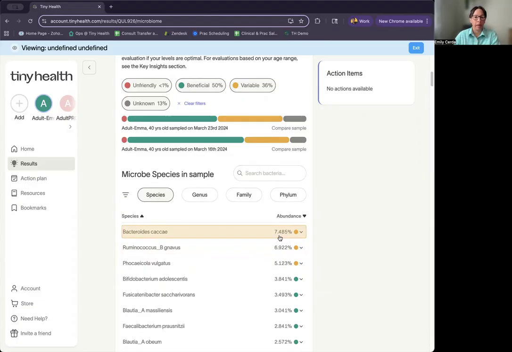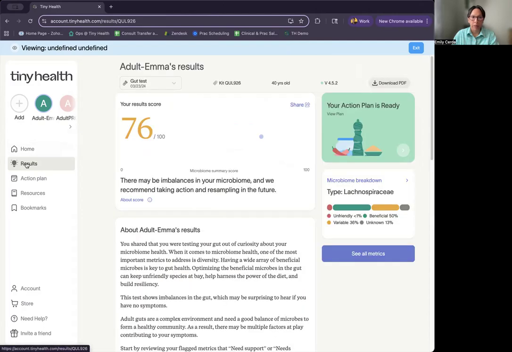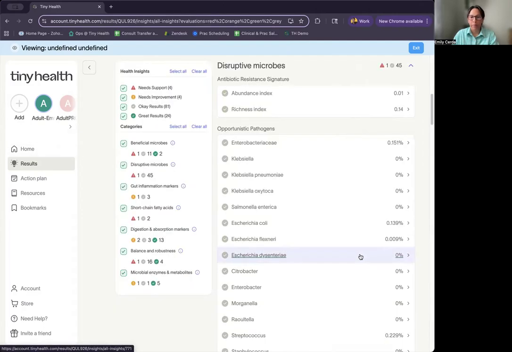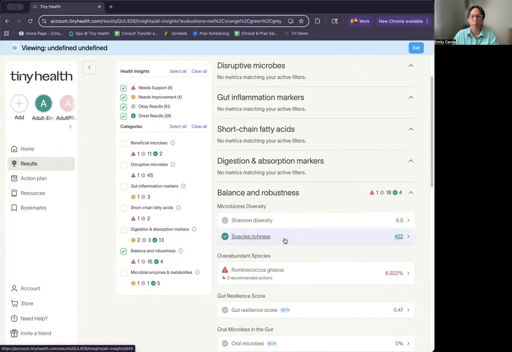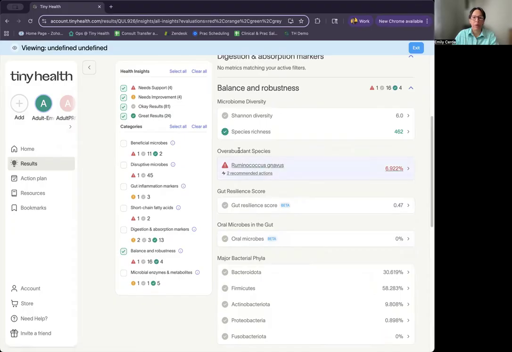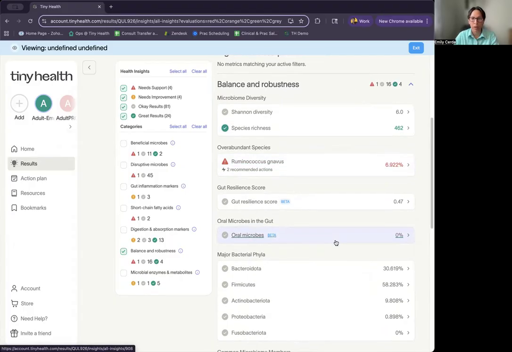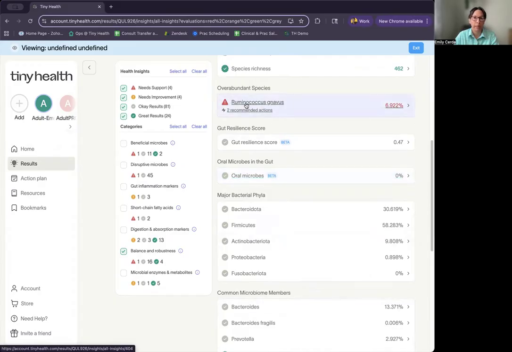So one thing that I do like to consider, because obviously we're not looking at just one section of the test when we're looking at our patient results, is that these three, I know that this ruminococcus is overgrown. Where you're going to find that information is if you go back to the results page, you look in all metrics, and then you come down to the balance and robustness section. The balance and robustness section is where you're going to get the readout of what might be overabundant. So I really look at these two things together. Here we can see Ruminococcus navis is overabundant, but those other things that we saw that were variable microbes, they are not. This is the only thing overabundant in this gut.